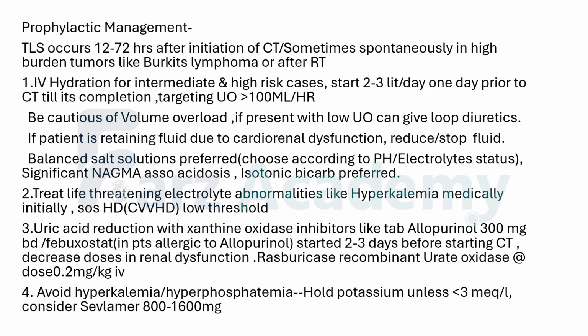Uric acid reduction with a xanthine oxidase inhibitor like allopurinol. You can use 300 to 600 mg BD of allopurinol, or febuxostat. Those who are allergic to allopurinol, you can use febuxostat. It is started 2 to 3 days before starting chemotherapy. So it's not just that once you diagnose TLS, then you start. If the patient has a high tumor burden, along with hydration, before starting chemotherapy you can start allopurinol or febuxostat or rasburicase even before.